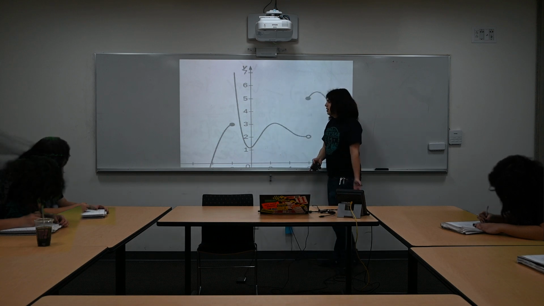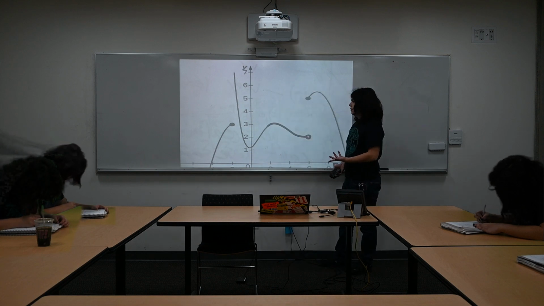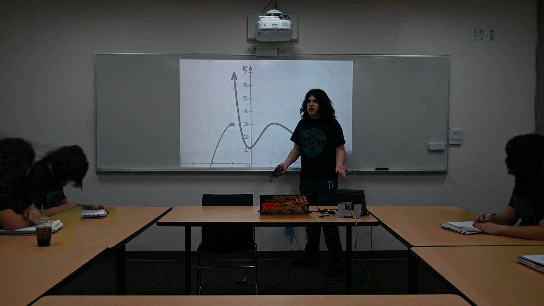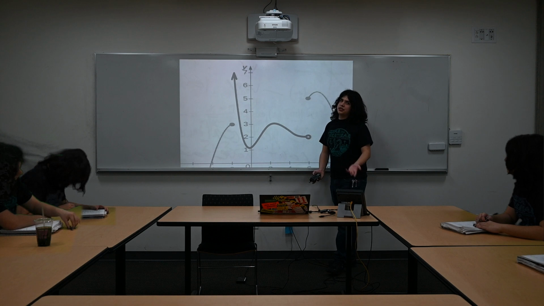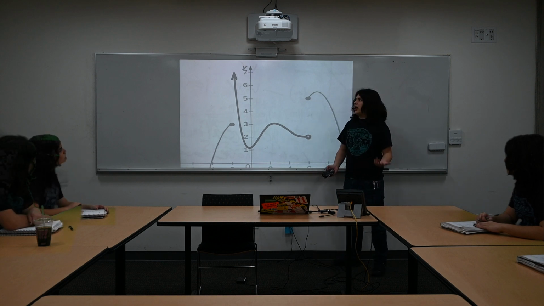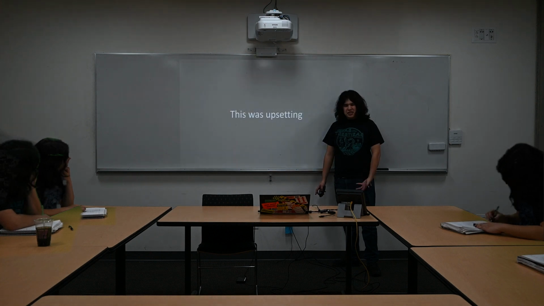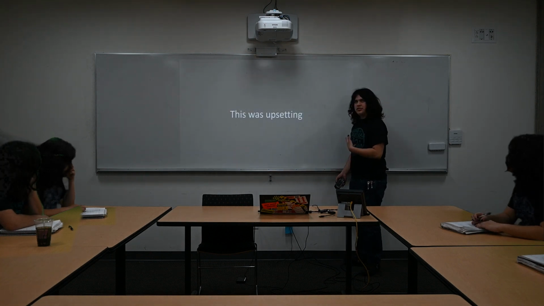I am of the understanding that if this line looks something more like this, with an arrow at the end, then that would go to infinity. However, my professor disagrees. She says that that line went to infinity without the arrow. This was really upsetting. I was thinking, that's ridiculous.